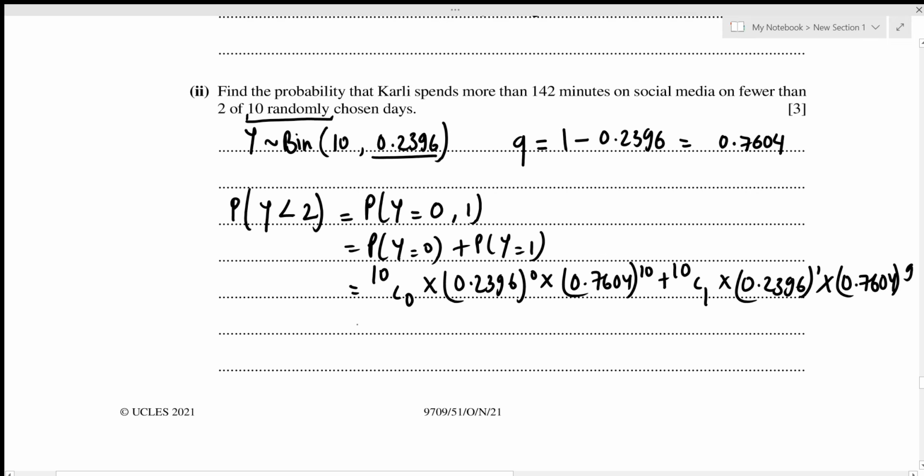Alright, I'm going to write down the probabilities in 4 decimal places. So that's going to be 0.0646 plus 0.2036. This gives us the total probability of 0.2682. If you were to round it off to 3 significant figures, that would be 0.268.